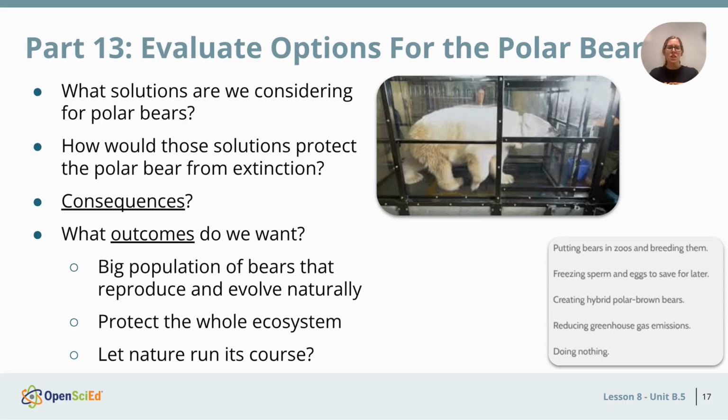I'll have students suggest, let's just take all the polar bears and put them in a zoo. Then we're keeping them alive. But we discussed previously a consequence. If the polar bear goes extinct from the Arctic ecosystem, there are consequences on the other organisms, the other species that live there. And what outcome do we want? Is it just to keep the polar bear species alive? No, we want more for them. We want more for the species. We want a big population of bears that reproduce and evolve naturally. We want to protect the entire ecosystem, not just the polar bear.